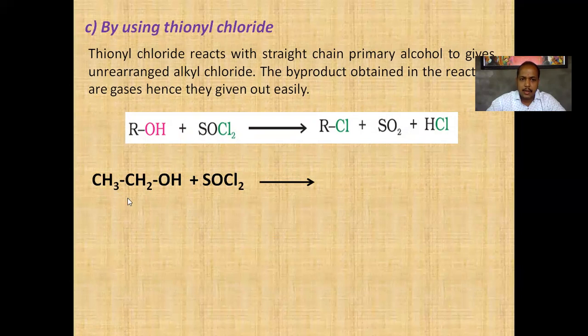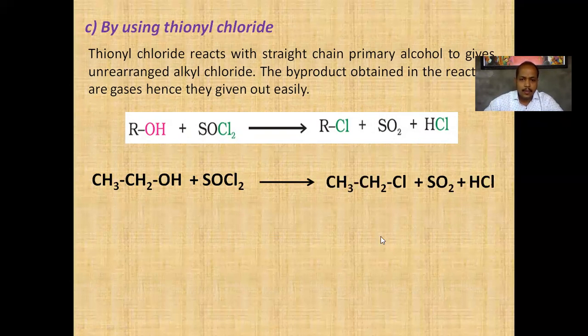CH3CH2OH, ethanol. Here you can place in the position of R this CH3CH2 group, and the overall reaction remains as it is. You should only replace this R by CH3CH2. Very simple. So what will be the product obtained? CH3CH2Cl, ethyl chloride, plus SO2 plus HCl.